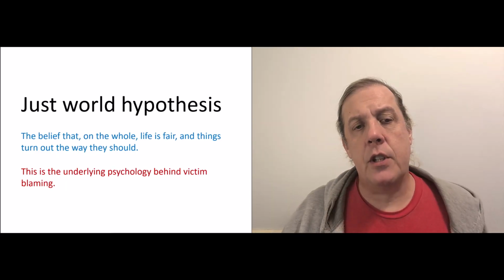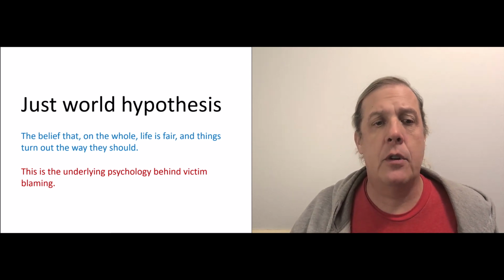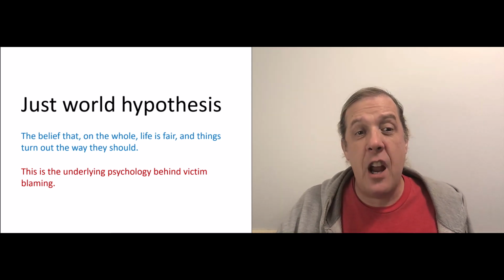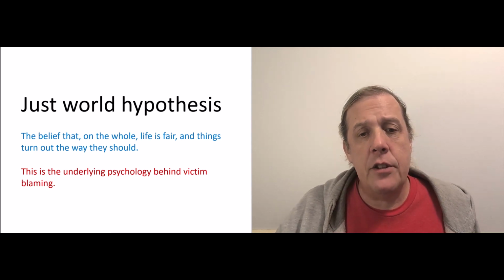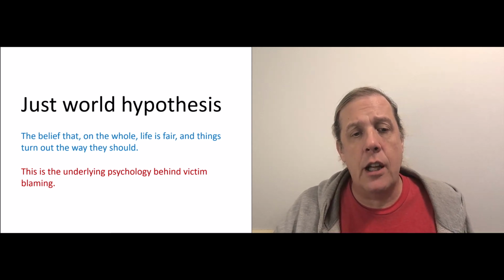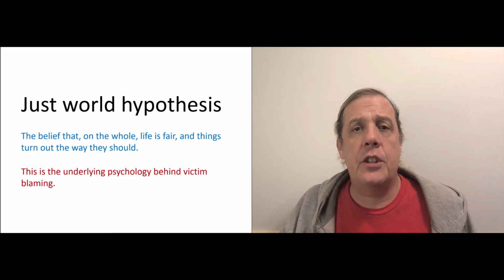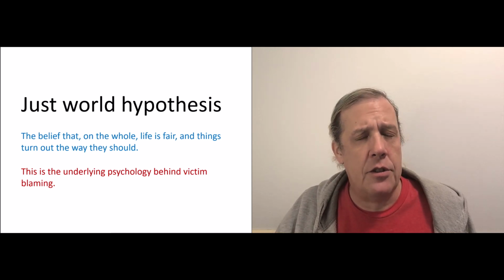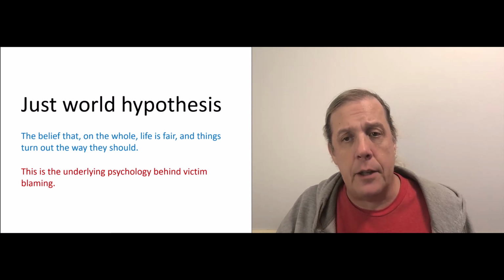Status quo bias can lead to something called the just world hypothesis. This is the belief that, on the whole, life is fair. Things turn out basically the way they should. And this is important because it's the underlying psychology behind victim blaming. This was researched for many years by a psychologist named Melvin Lerner, who then summarized it in a book called Belief in a Just World, A Fundamental Delusion.